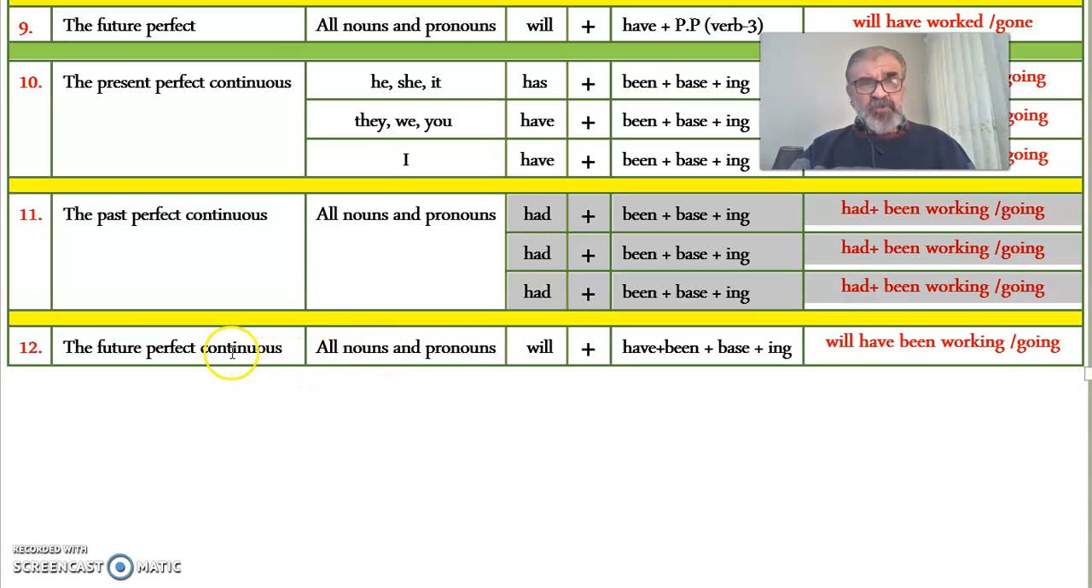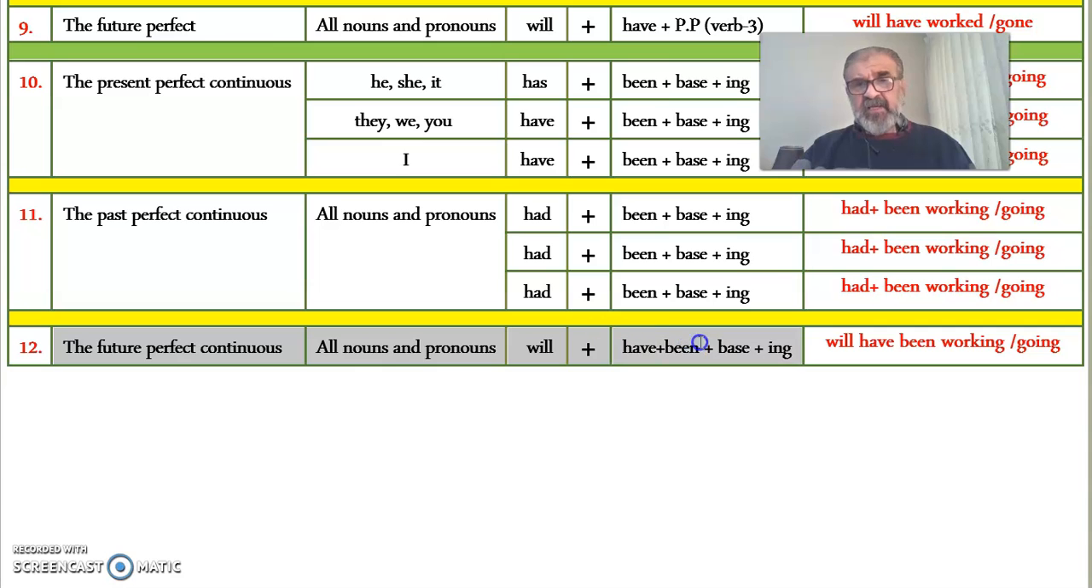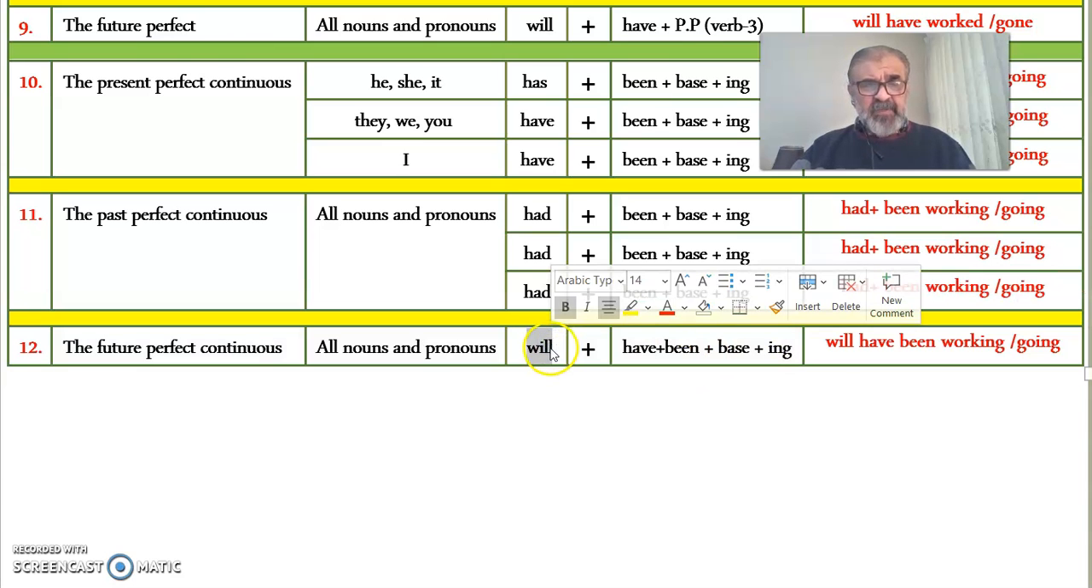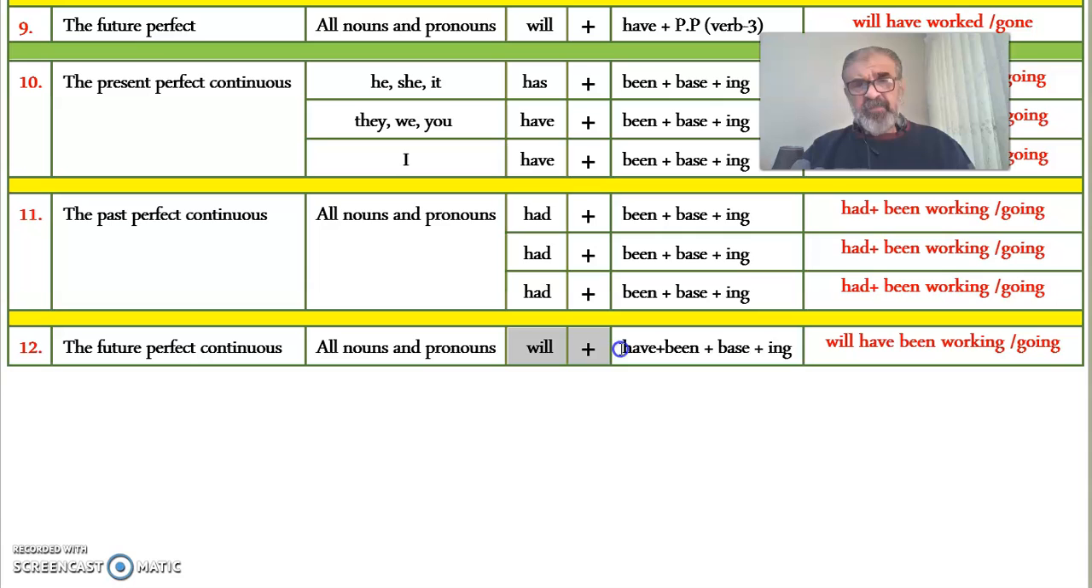Finally, future perfect continuous. Again, I'm going to take an example as well from the modal verbs, followed by have plus been plus -ing. As you can see, will have been working or going. So this was our final tense.